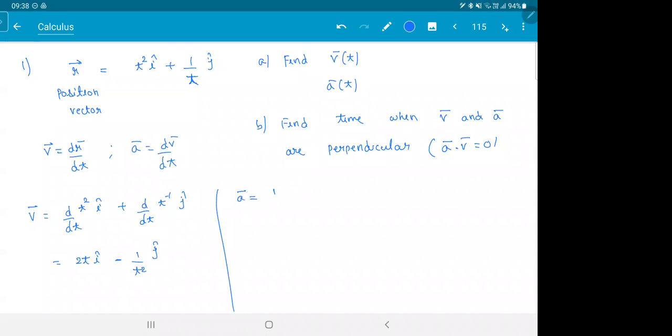What is acceleration? dv by dt. That will be d by dt of 2t I cap minus d by dt of t power minus 2 j cap. This would be 2 I cap minus of minus, that will become plus 2 by t cube j cap. This is the acceleration vector. Check. So you just have to differentiate the I cap separately, j cap separately, and keep them with I cap and j cap. That's how we differentiate a vector.